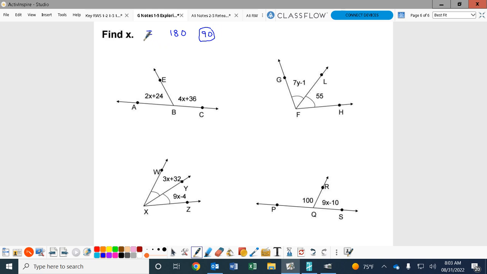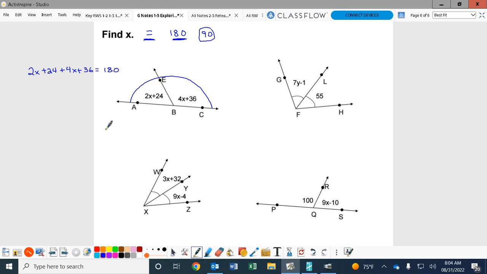These are only going to be equal or added up and set equal to 180. You got to pick which one it's going to be. For this first one, this is a linear pair. These two are adjacent to each other. That would make them supplementary, which means they add up to 180. So we would set 2x plus 24 plus 4x plus 36 equal to 180.